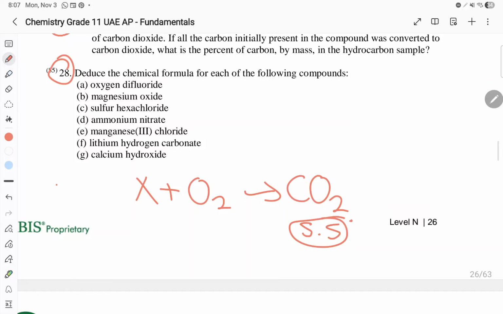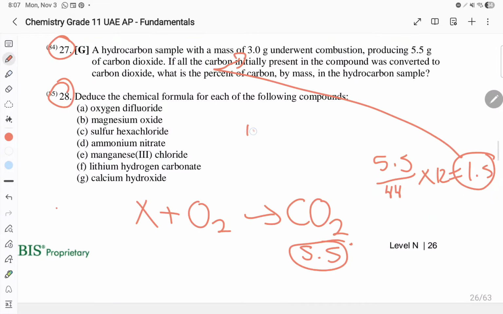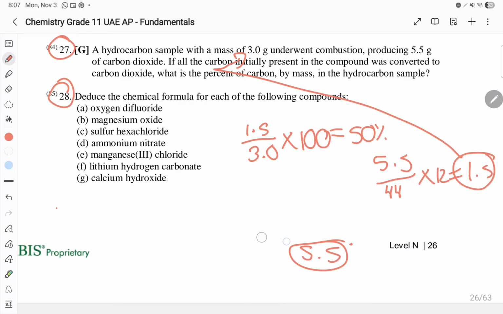So again, what are you gonna do? You're gonna find the mole. So 5.5 divided by 44. And then you multiply it by the molar mass. You could do it all in one step, which is 12. Okay? So you're gonna do this, you're gonna get 1.5. So now you're gonna take 1.5 over the whole mass of the sample, which is 3. So 1.5 divided by 3 is gonna give us 0.5, times 100 is 50%. And that's our answer.